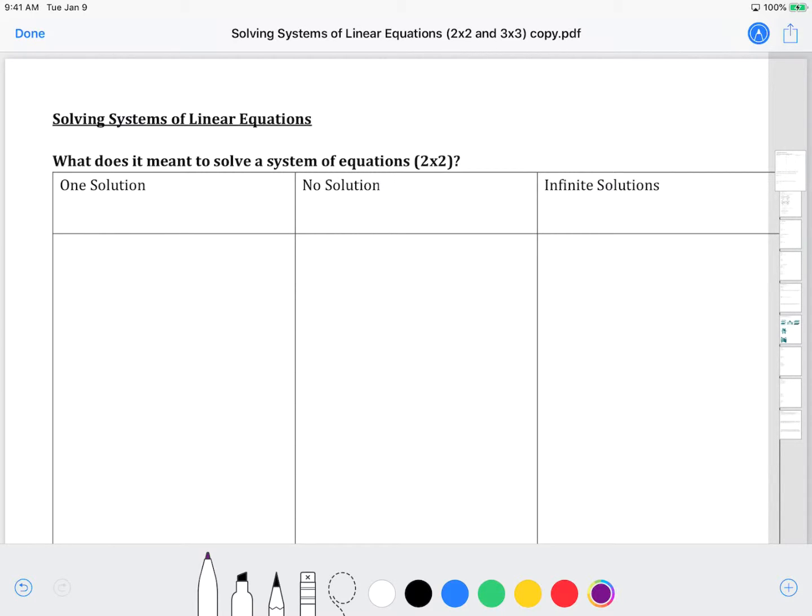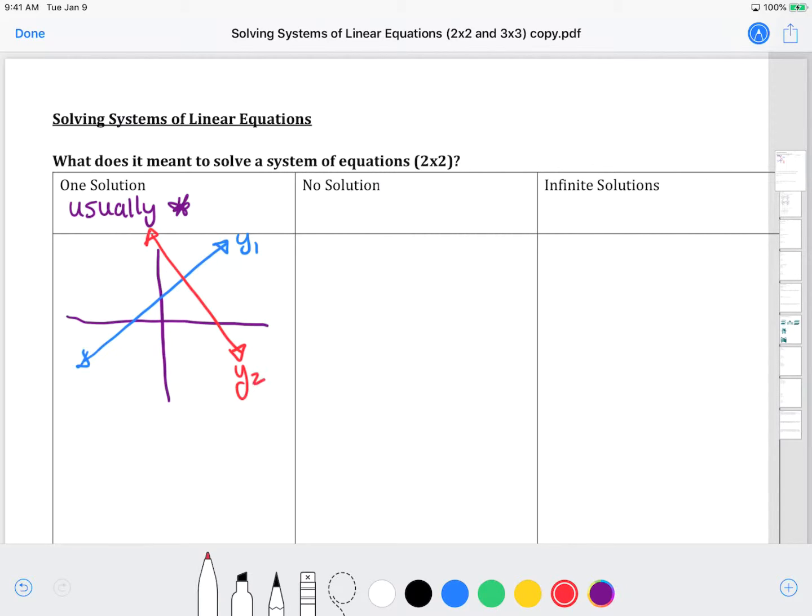You could have the typical situation. This is usually what happens, where I have two equations. We'll call this y1, and I have another equation. We'll call this y2. We have two linear equations, and where they cross would be the solution. The solution is going to be an ordered pair. So this point here, x, y, whatever that point is there, is going to be your solution to that system of equations. So that is the first possibility.